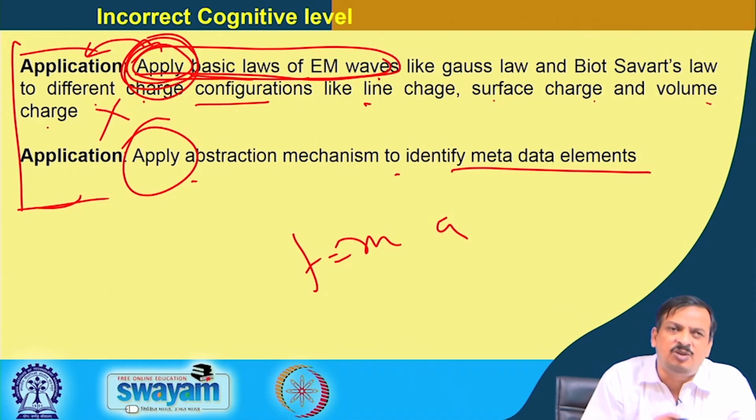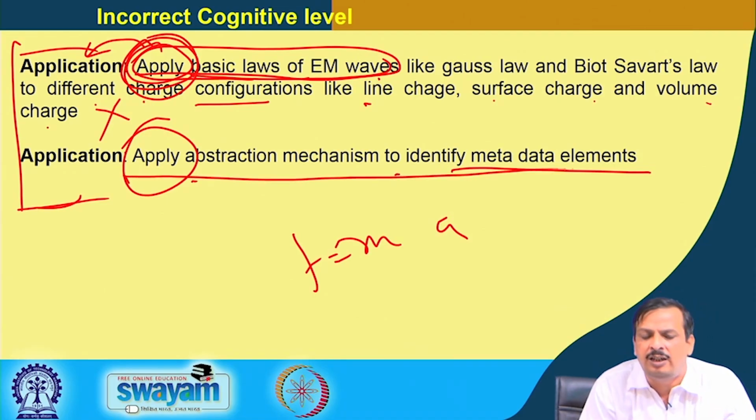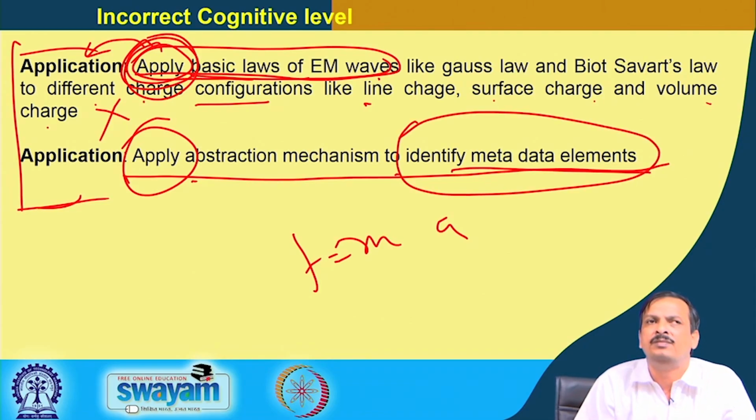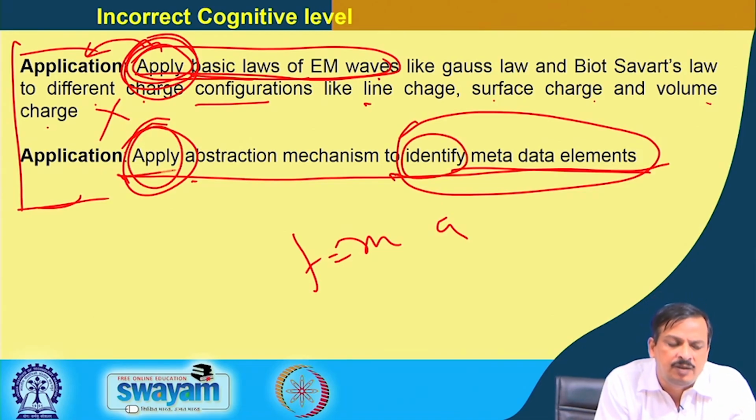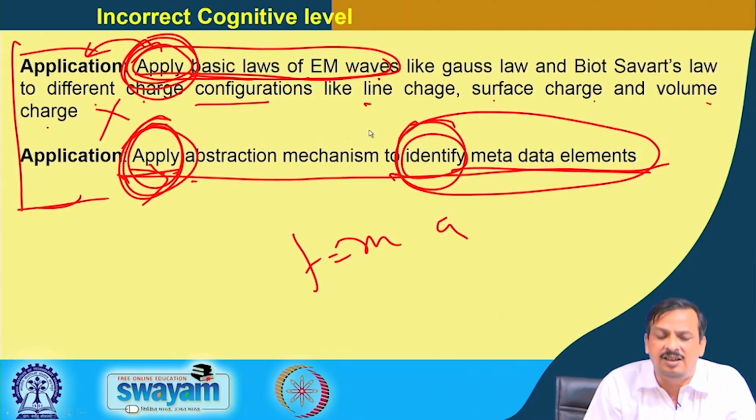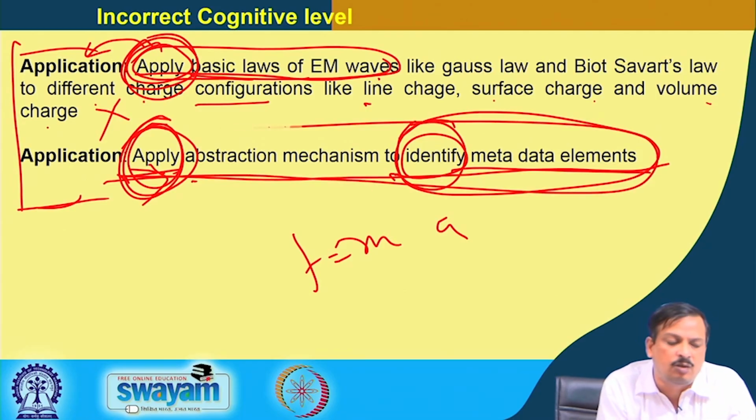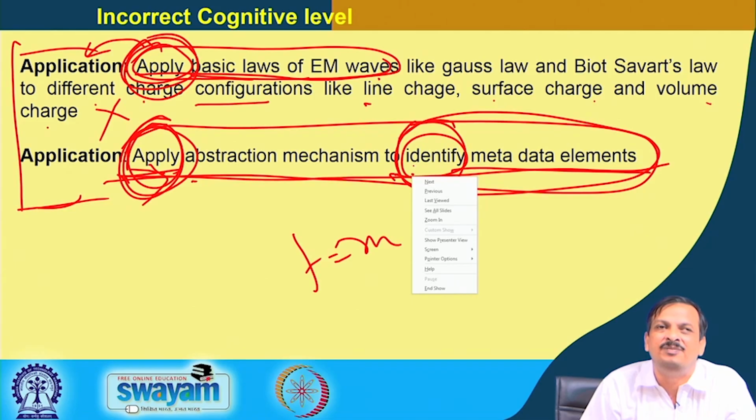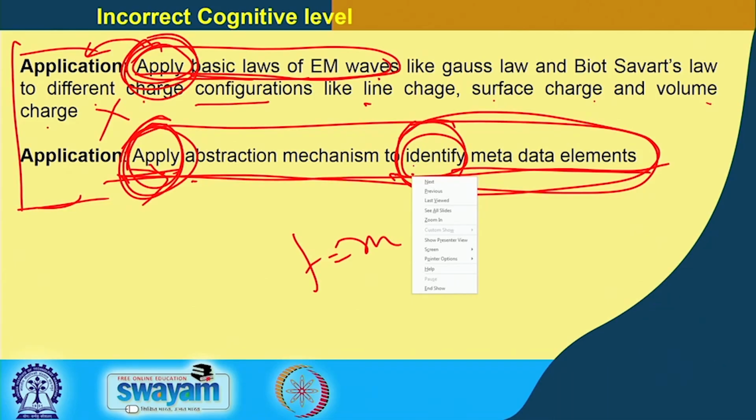So, do not write it this way: apply abstraction mechanism to identify the metadata element. Here, identify the metadata element is the performance. So, identify is the action verb, not apply. Apply does not belong to the application cognitive level here; apply is not the action verb. Here identify is the action verb. So, I can say the cognitive level of this outcome is identify, knowledge level, not application level. Okay. So, in the next lecture, I will describe other types of mistakes we make in writing outcomes. Okay. Thank you.